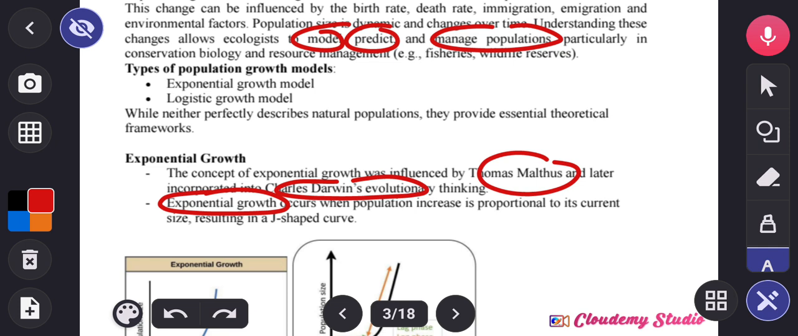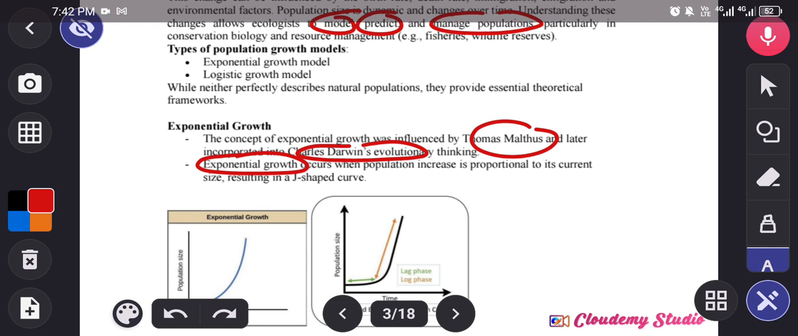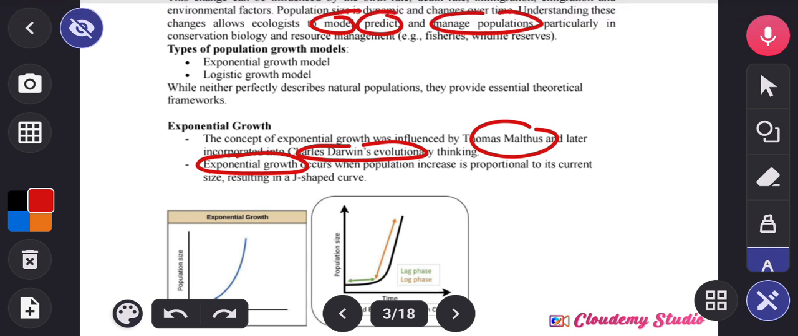So exponential growth is what we are trying to say: according to Thomas Malthus, when a population has an unlimited amount of natural resources, they grow very rapidly, they continue growing. You understand? And that is what we refer to as exponential growth.